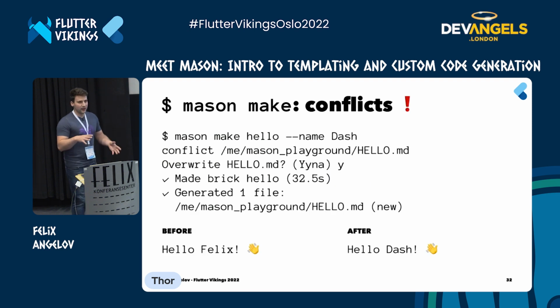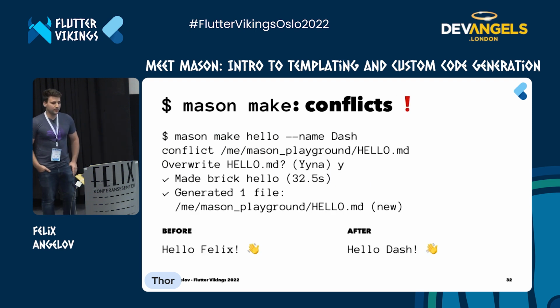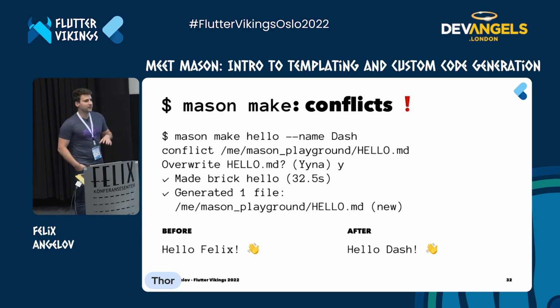And if we're to go back to the original directory that we were in and rerun Mason, and this time instead of using Felix, use Dash, we'll notice a conflict occurs because there's a file already named hello.md. The contents are different from what the newly generated contents would be. And so at that point, Mason will prompt you, hey, do you want to overwrite this file? Because there's already an existing file. And if we just say lowercase y, we'll tell Mason to overwrite just that one file. So it'll go from saying hello Felix to hello Dash.